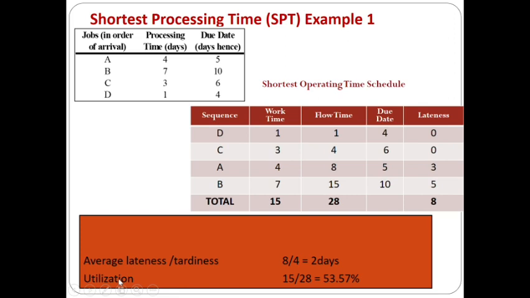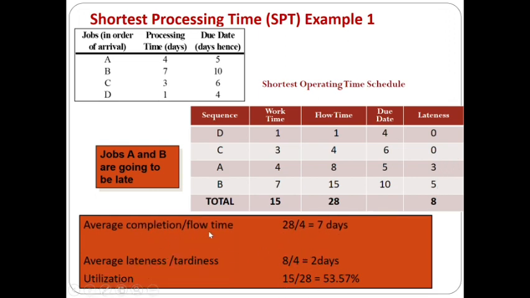And the utilization can be calculated like this. That is, the total processing time divided by total flow time will give you the utilization. So it is 15 by 28, which is 53.57%. So jobs A and B are going to be late.